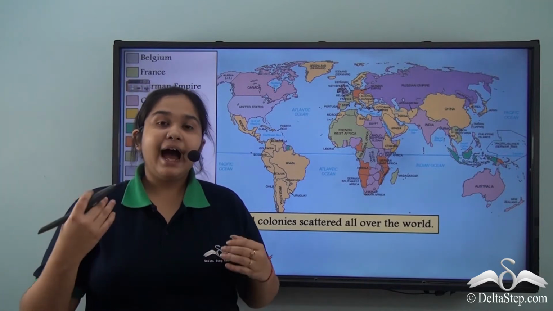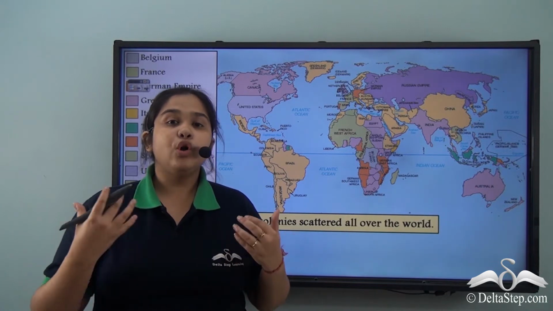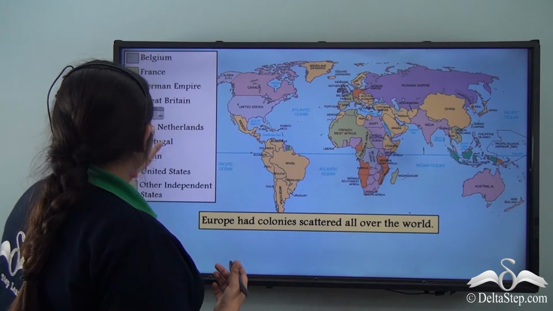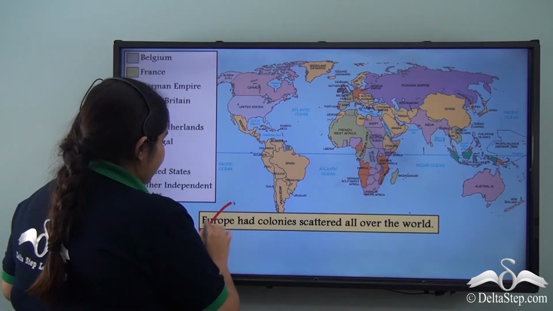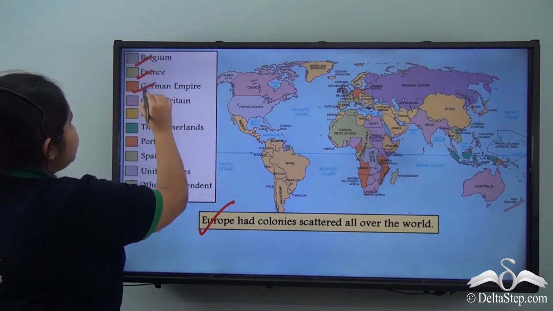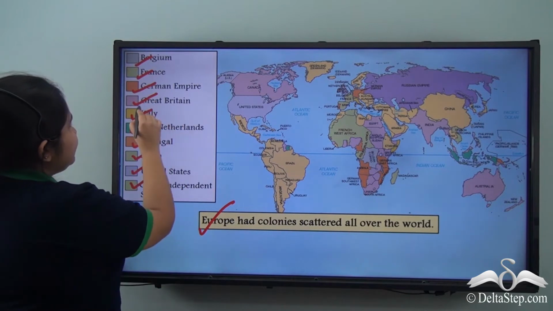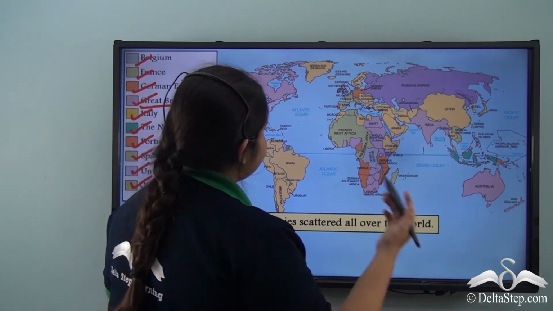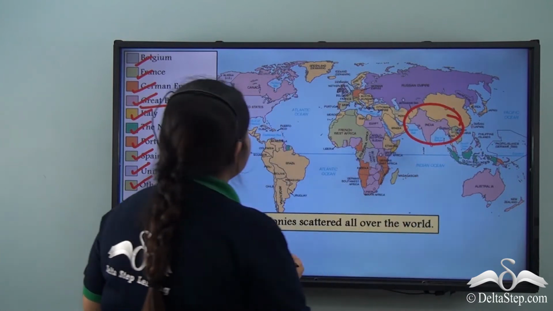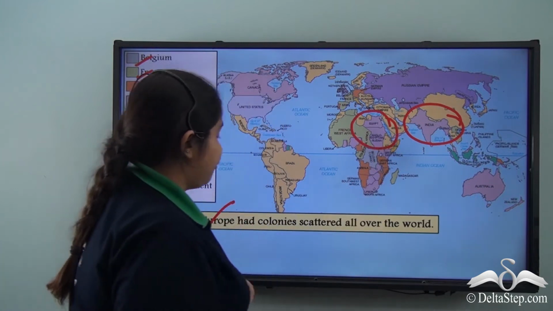Now, Europe had colonies all over the world, and it had started to colonize the world from long back. As you can see here, all these European powers had their colonies almost all over the world. Now, if we take a look at the colony of Great Britain, we can see that right here in India, Britain has its colony, as well as in some parts of Africa.